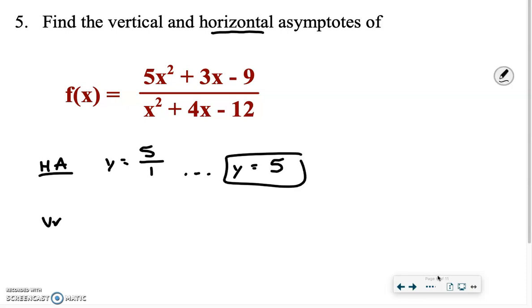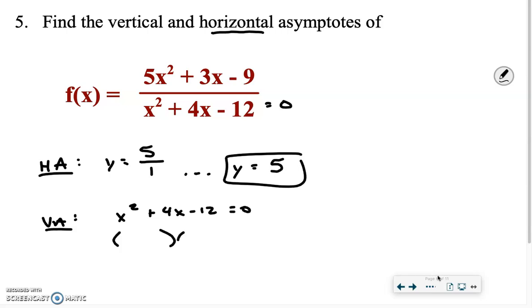All right, what about vertical asymptotes? Vertical asymptotes. How do we go about finding vertical asymptotes? Yeah, we're going to set the denominator equal to 0. Once again, can't stress enough. If we had factors that were going to cancel, absolutely we would have taken that into consideration. But as promised, that's not going to be the case. So we're going to take our denominator, x squared plus 4x minus 12. We're going to set that equal to 0.